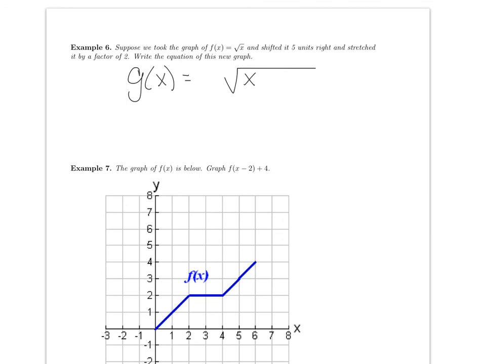We remember that if we want to shift right, we ask, okay, do I add 5 or do I subtract 5? We saw in our other examples that in order to shift to the right, we have to subtract. So g of x right now equals the square root of x minus 5. That shifts us 5 units to the right. Now, if we want to stretch by a factor of 2, that means we have to take all of our current y values and multiply them by 2, right? So I'm scaling my graph or my values by a factor of 2, and we do that by multiplying those values by 2. So g of x equals 2 times the square root of x minus 5.